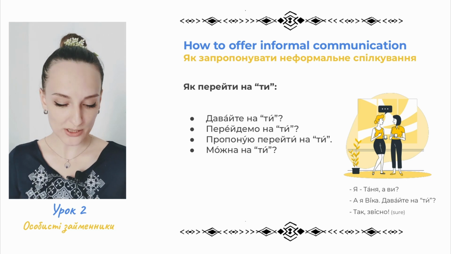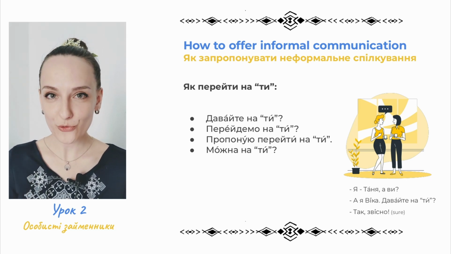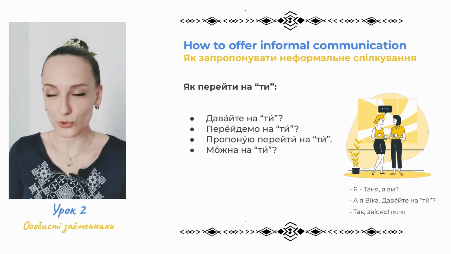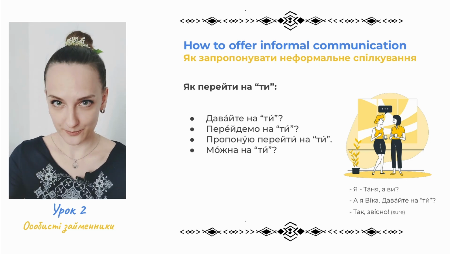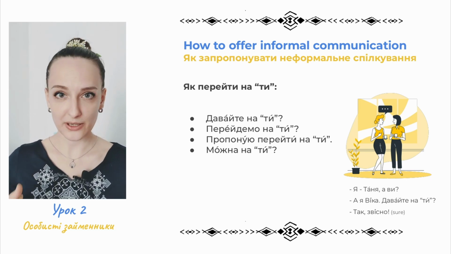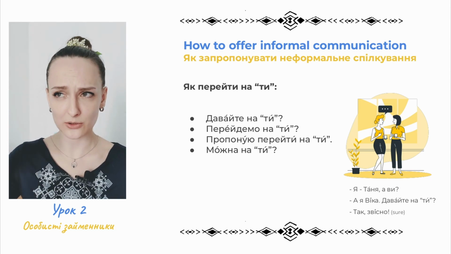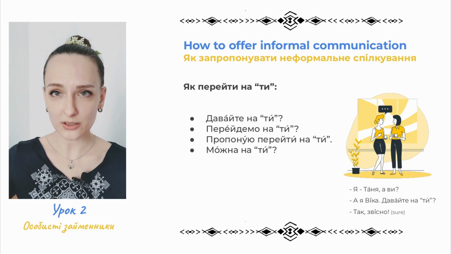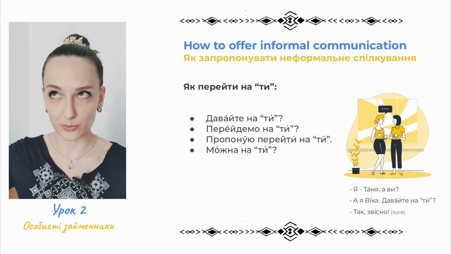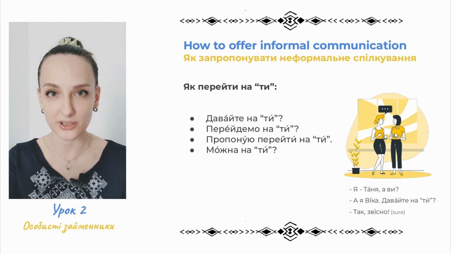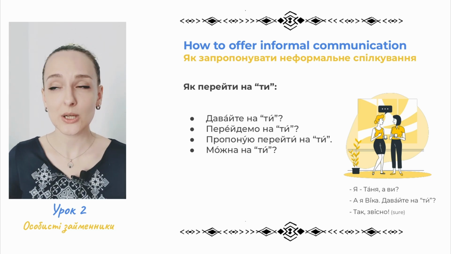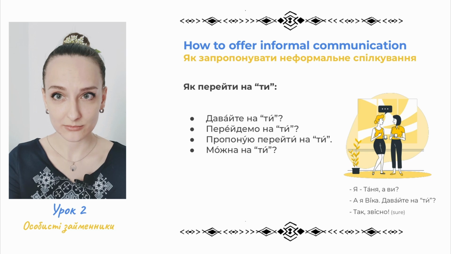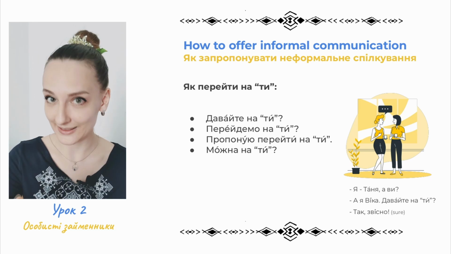Another important moment is how to offer a person informal communication. What it means? Usually to all people whom we don't know, we say ви. And we will keep saying ви if we are having formal communication with them. If it's at work, if it is our partners, if it is some state organization and so on, or if a person is much older than you, then you say ви to them. But if it's a person of your age, approximately the same status, we will change to ти. We will switch to ти.